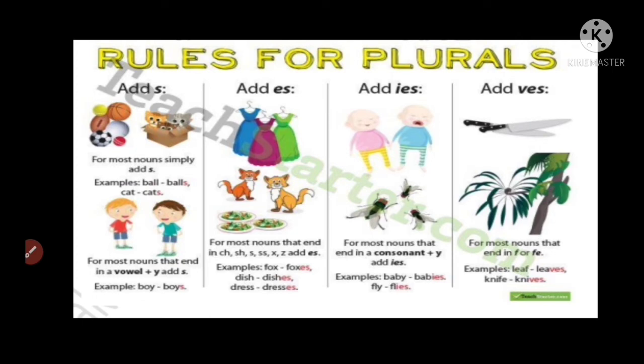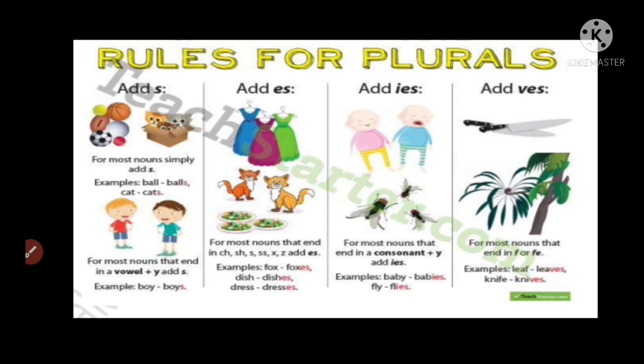Now the third rule is for most nouns that end in a consonant plus Y. Add IES. If a noun ends with Y and before Y a consonant is given, we will remove Y and add IES. Like baby. The word baby ends with Y, but before Y a vowel is not given. If a vowel is given, then we add only S for making plural. But if before Y a consonant is given, then we will add IES after removing Y. Like fly, we remove Y and add IES.